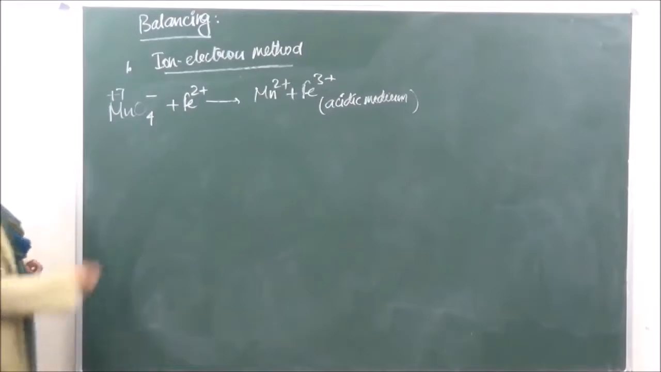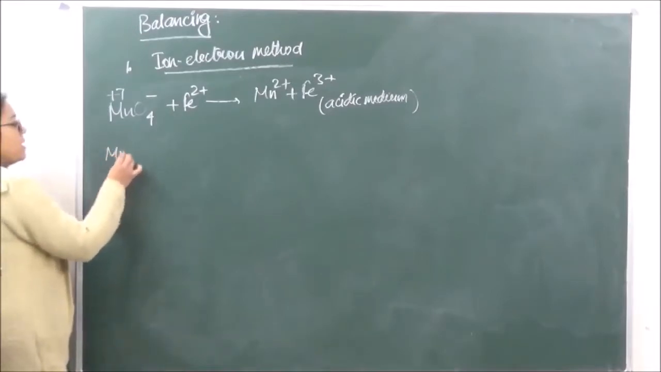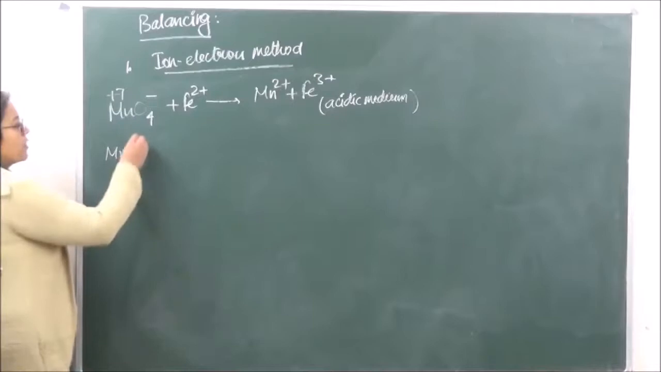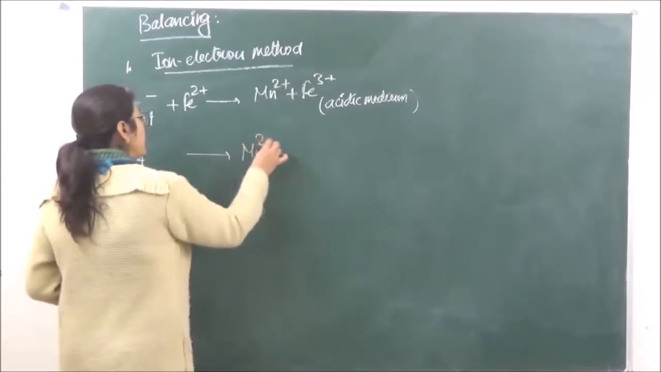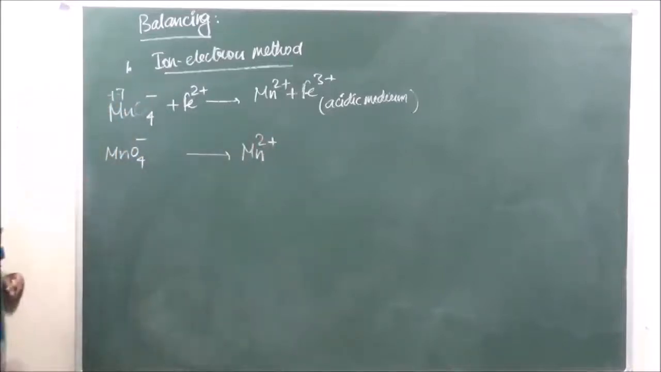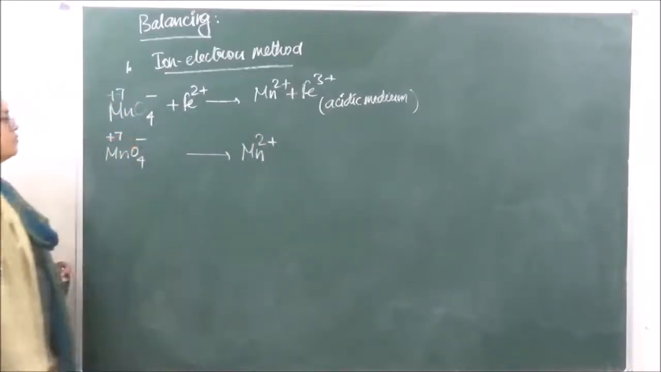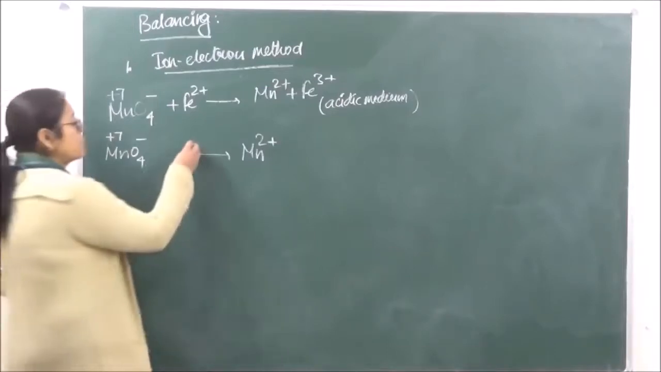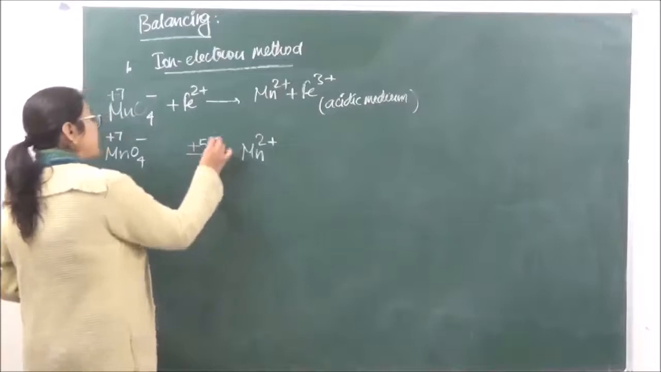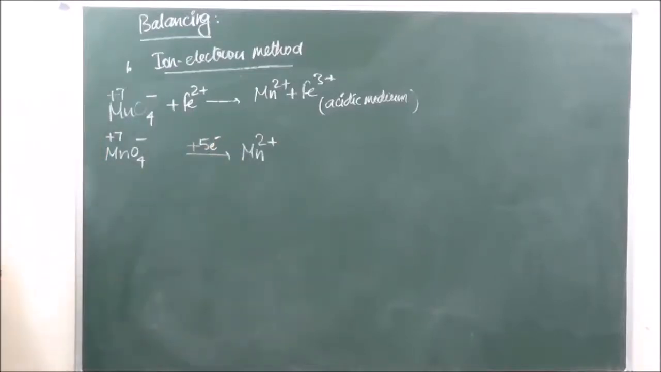Okay, so let's go on to each of the half reactions. We have MnO4 negative being converted to Mn2 positive. The oxidation number is changing from +7 to +2. So therefore the number of electrons exchanged is going to be 5 electrons. Right? Now let's completely balance this reaction. First, this is the reduction half reaction which we have. So let's completely balance it.